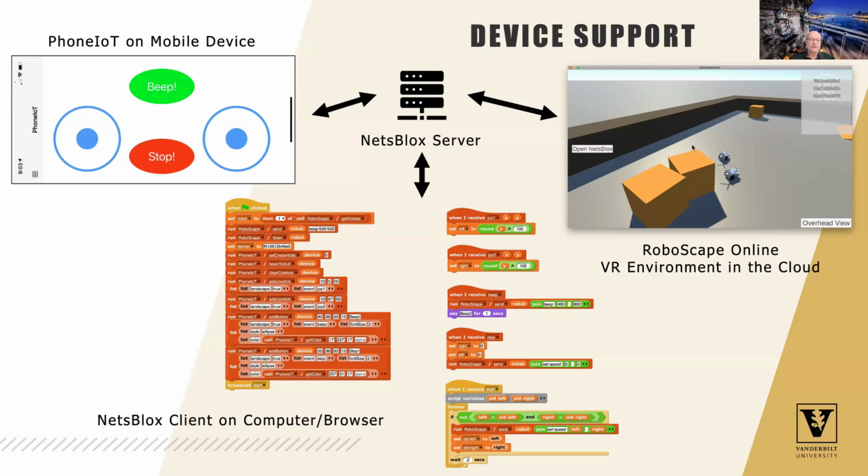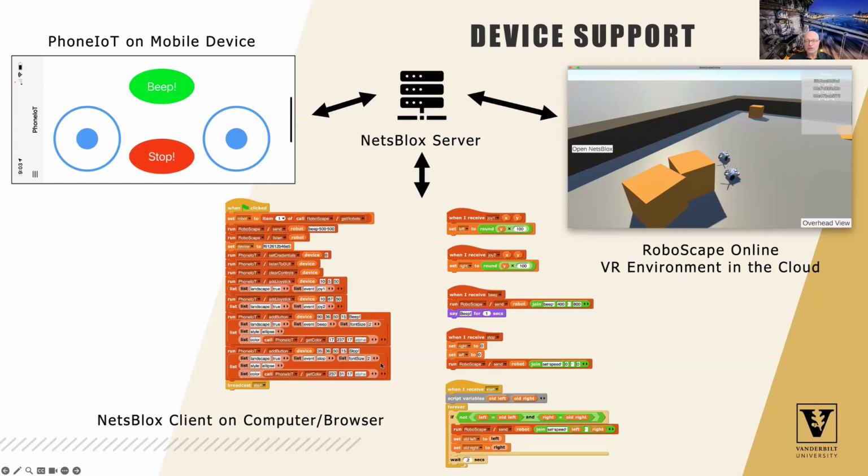For example, with the phone IoT mobile app, you can stream your sensors from the phone to NetsBlox, or you can configure the screen and add user interface elements. So this project basically turns the phone into a remote controller, and it commands either physical or, in this case, virtual robots to drive around in this environment.